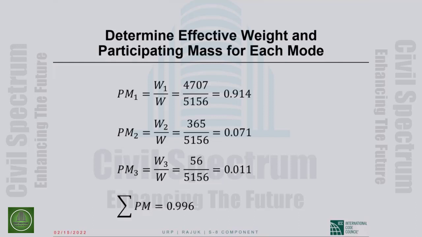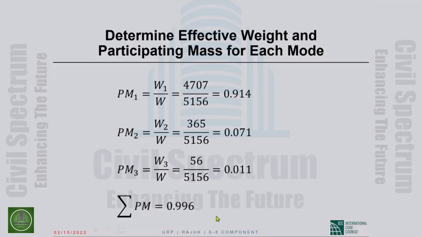ASCE 7 says as long as you have captured 90% of the modal mass, that's as many modes as you need to consider. Here, the first mode itself accounts for more than 90% of the modal mass. So all we need to consider is the first mode. But we carried all 3 modes, but technically, according to ASCE 7, at this stage, we could drop the second and the third mode and proceed with only the first mode.